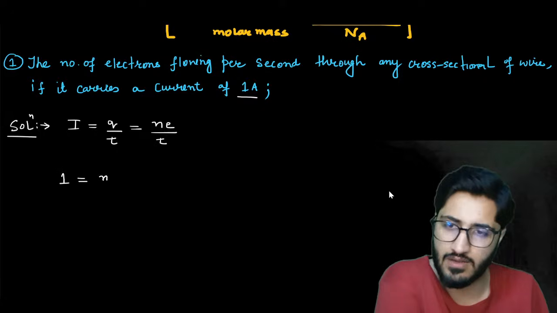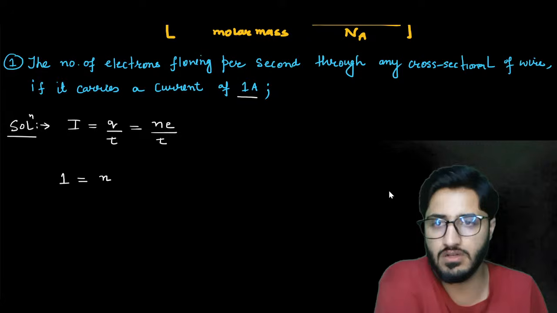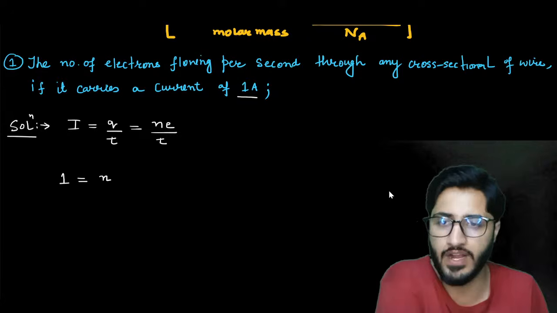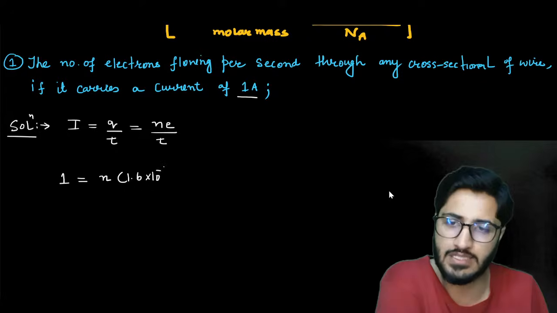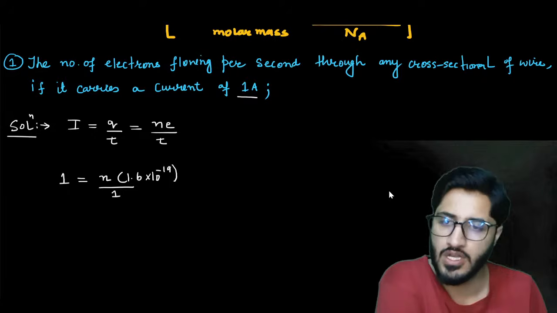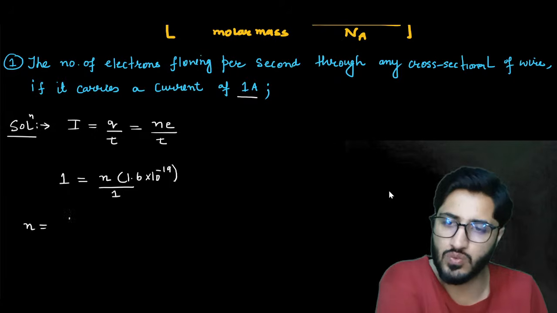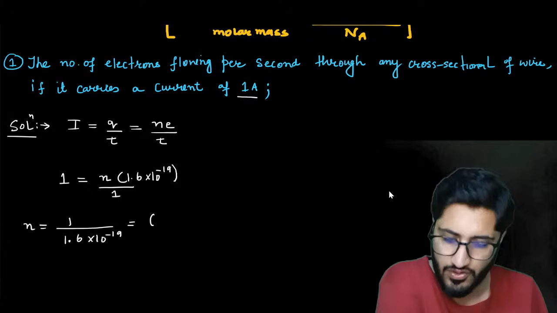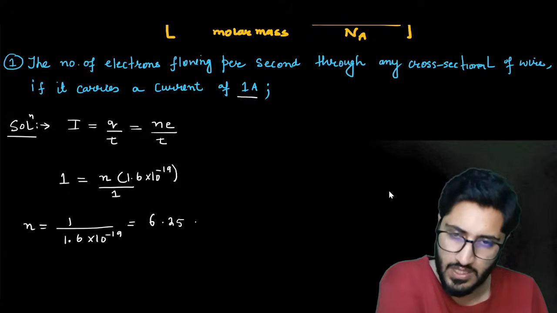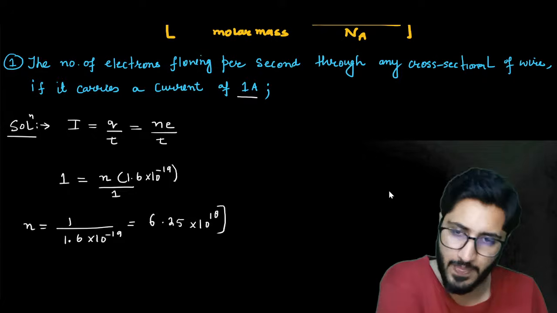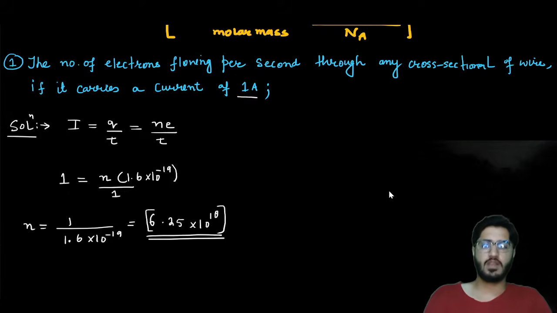We need to find N. E is 1.6 times 10 to the power minus 19 coulomb, and T is per second, that is 1. So N is equal to 1 divided by 1.6 times 10 to the power minus 19 coulomb. It came out to be 6.25 times 10 to the power 18 charges.